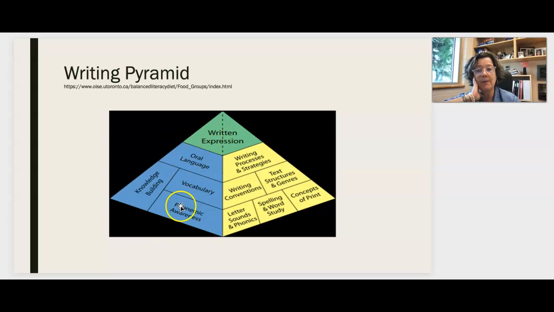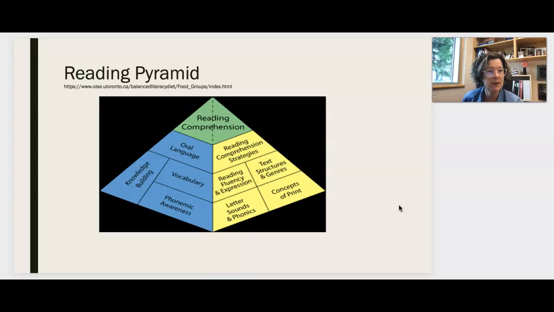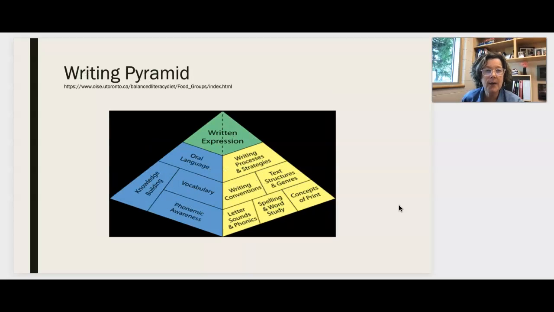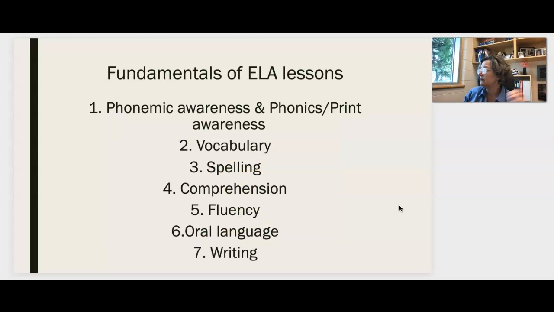So oral language, vocab, phonemic awareness, and knowledge building, again as part of the writing pyramid. Because again, if they don't have a lot of oral vocab, if they don't hear a lot of funky words, then when they go to write, they won't be able to draw that vocab into the writing. So again, these two pyramids, the reading pyramid and the writing pyramid, I would just keep somewhere close so that you can keep referring to that.